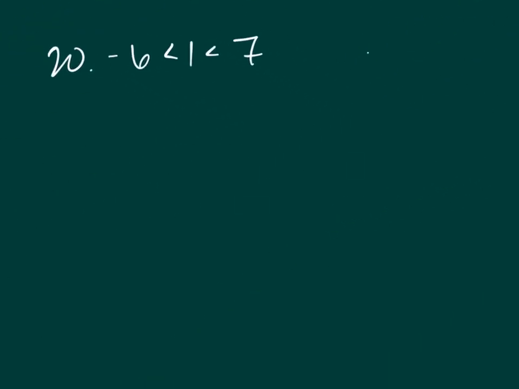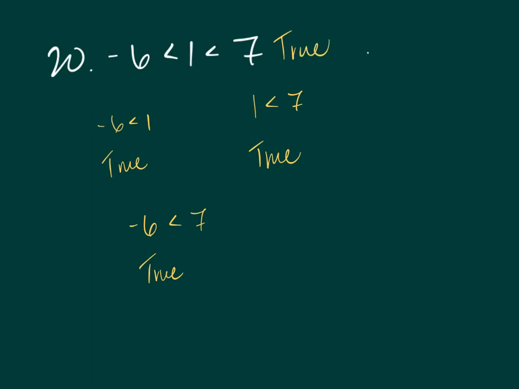For 20, we've got negative 6 less than 1 less than 7. So it's saying that negative 6 is smaller than 1, which is true. And then 1 is smaller than 7, which is also true. And negative 6 has to be less than 7, which is also true. So the entire statement is true.